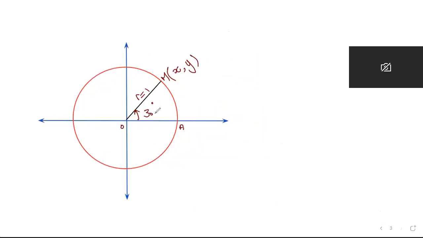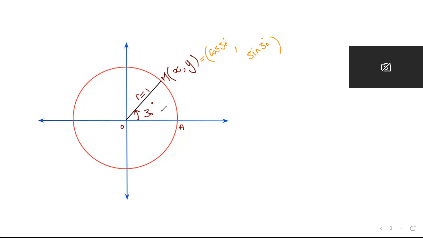But this angle here right now is 30 degrees. Then as a result, we say that this flying mosquito, which is flying around counterclockwise on this unit circle, can be located as cosine of 30 degrees and sine of 30 degrees. Does it make sense so far? Everyone is okay so far?